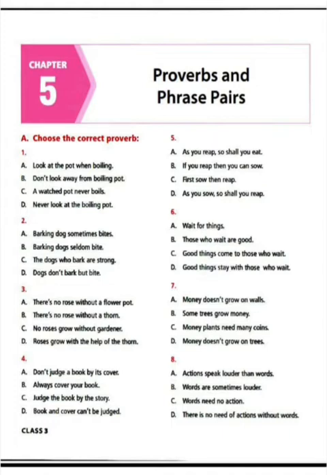So number one, four options are there. A, look at the pot when boiling. B, don't look away from boiling pot. Number C, a watched pot never boils. And number D, never look at the boiling pot. So you have to read all the four sentences. You have to understand the meaning. Like you have to understand which can be an advice, which can be like we should learn from it something. Like it has been said in the olden times, so it has been said to teach us something.